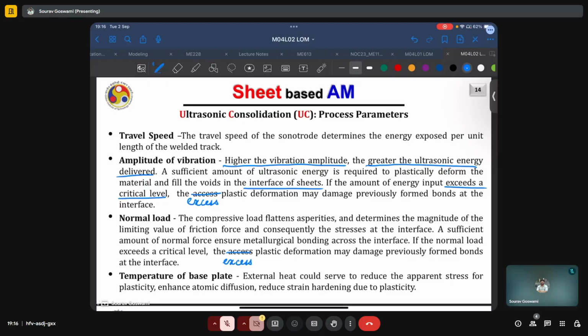The temperature of base plate and any external heat which is provided could serve to reduce the apparent stress for plasticity. It can enhance atomic diffusion, it can reduce strain hardening due to plasticity, and can have other beneficial effects. That is why, as we saw, typically we'll be working with preheated base plate, which is heated to approximately 200 degrees Celsius.